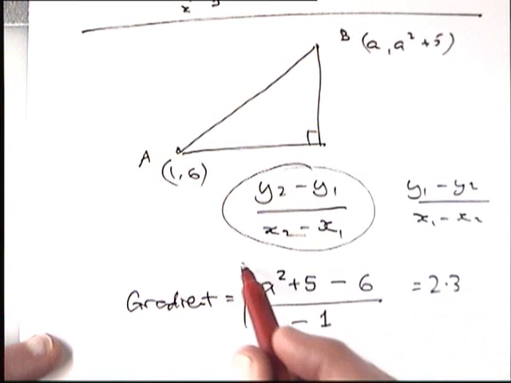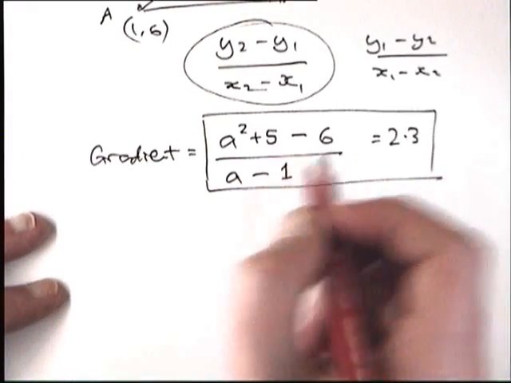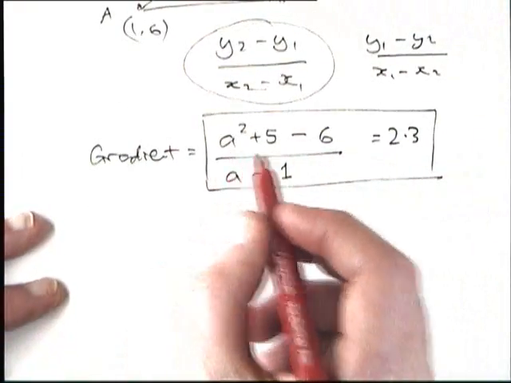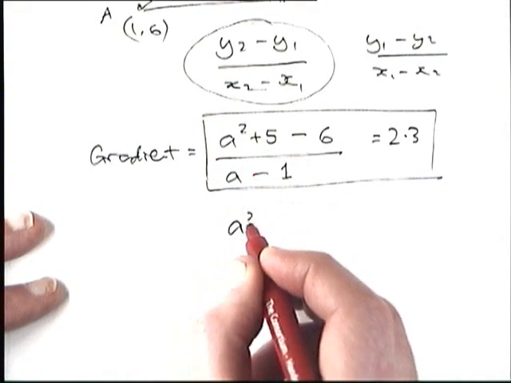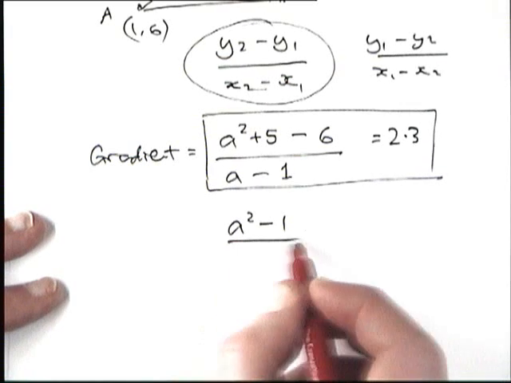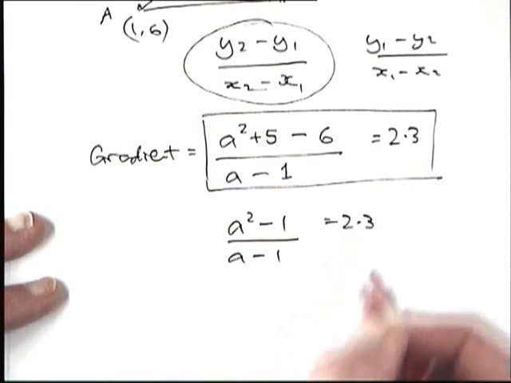But the question tells me that the gradient is 2.3. So what I have to do now is solve this equation, which has got a's and a squareds in and numbers in. I have to solve this equation to find out what a is. So let's have a look. On the top, I've got a squared plus 5 minus 6. Well, that's the same as a squared minus 1. So on the bottom, I've got a minus 1 and equals 2.3.